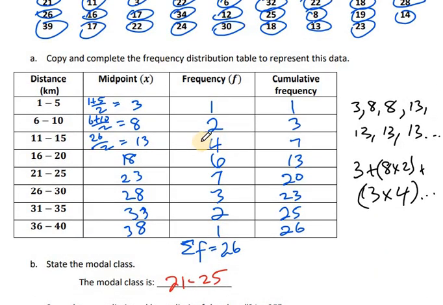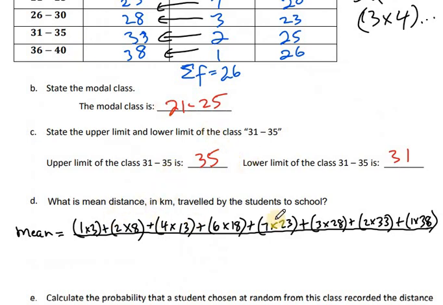we'll do the same thing with the rest. 4 times 13, 6 times 18, 7 times 23, etc. And we add them up. So we have done that here. As you can look at the last figures, 3 times 28, 2 times 33, and 1 times 38. And we want to divide that by the total number of students.